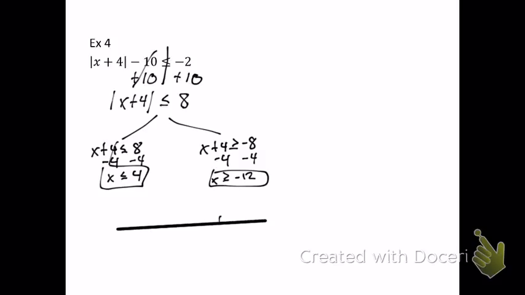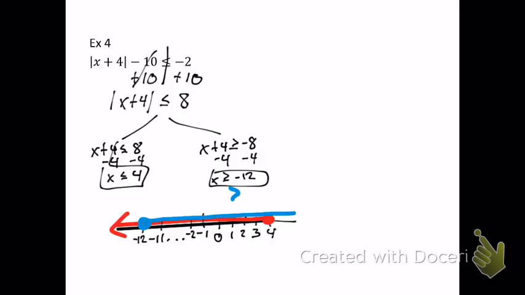So I've got 0, I'm going to have 1, 2, 3, 4. And at 4, I can see I need a closed-in circle, and this one's going to the left. And then I've got -1, -2. I'm going to skip out to -11, -12. At -12, I can see, well, this needs to be a closed circle. And since the arrow is pointing to the right, it's going to be going like that.